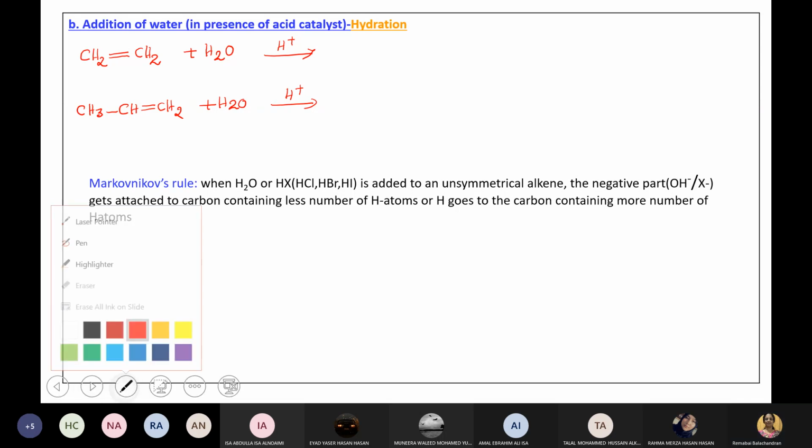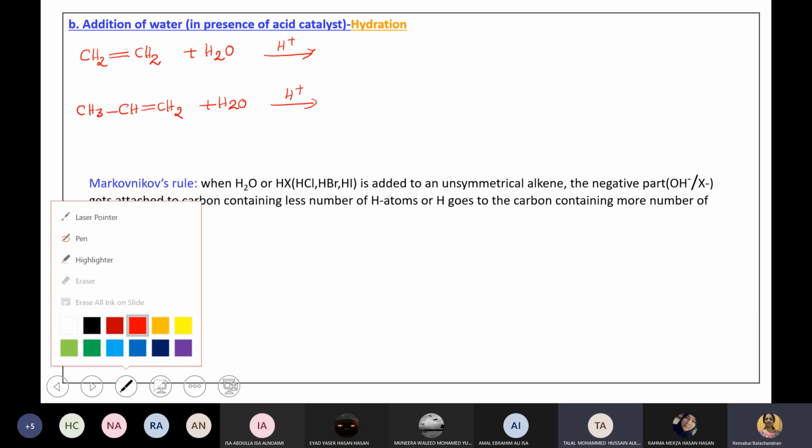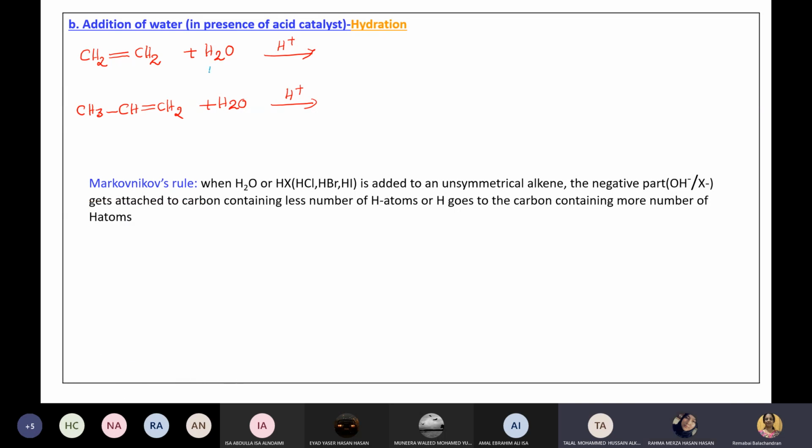Tell me now. Are you here with me? H2O, H plus and OH minus. So here say H, here say OH. So the product will be CH3, single bond, CH2OH. Okay, so this is called ethanol. So that means alkene to alcohol. This is one of the methods to make alcohol.